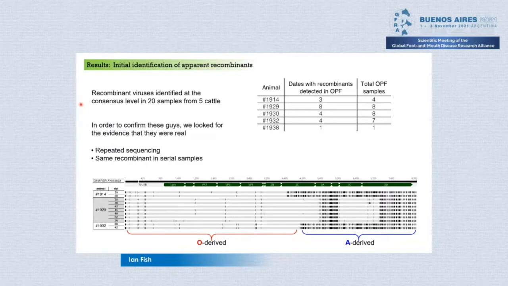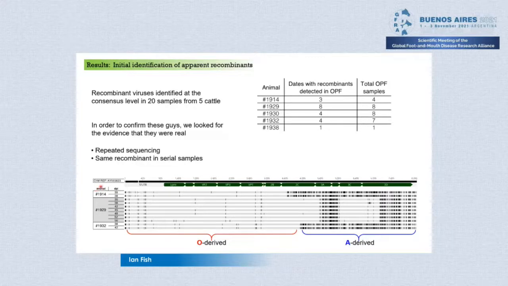So across those 12 cattle in this arm of the study, recombinants were found at the consensus level in 20 samples from these 5 animals. And 4 of them had recombinants in at least 3 different samples from different sampling days, which are 3 or 4 days apart each sampling. We found recombinants at the consensus level, meaning they were the dominant virus in those samples. So in order to confirm that these were real, we repeated sequencing and found the same results. And we also regularly found the same recombinant in serial samples, one sample after another from the same animal.